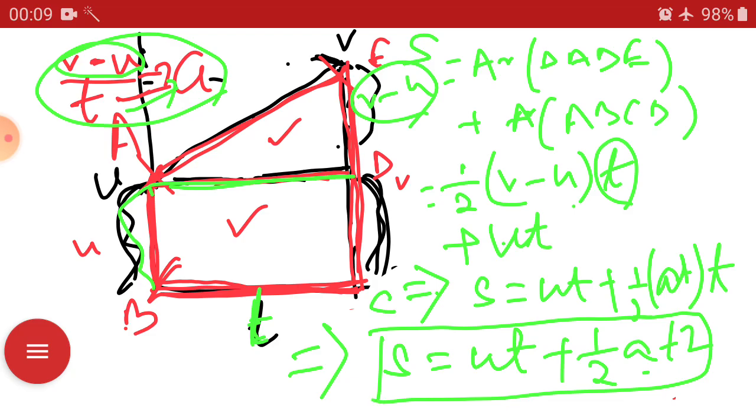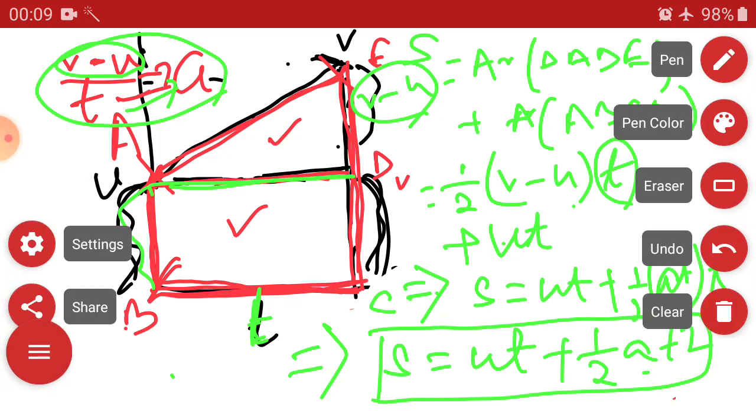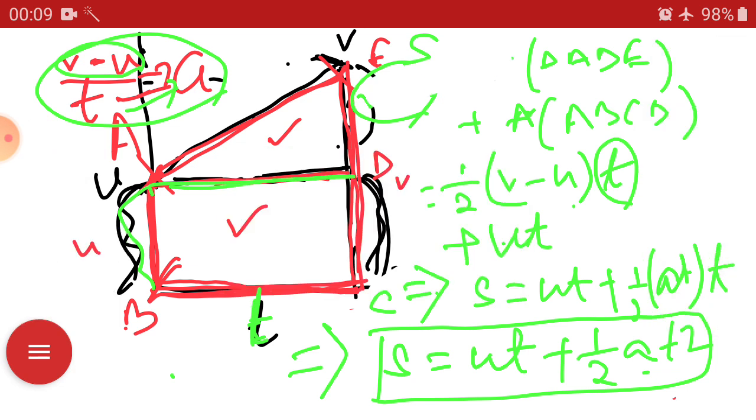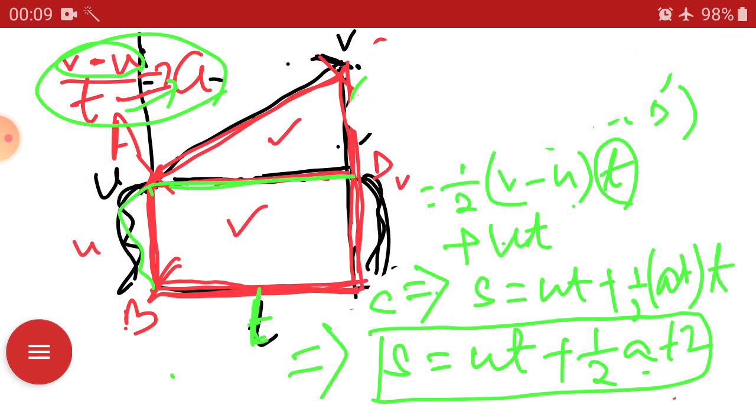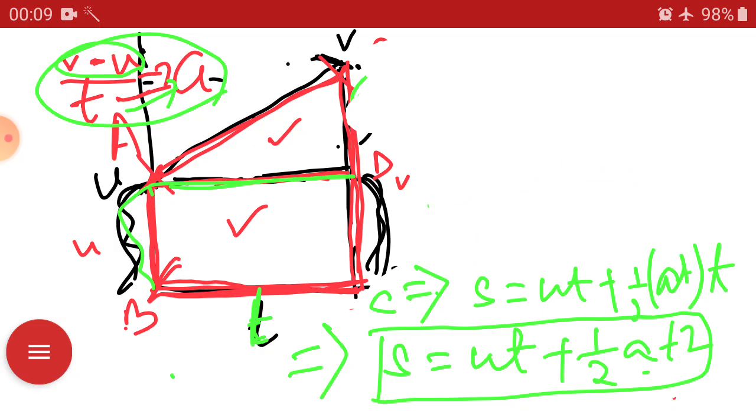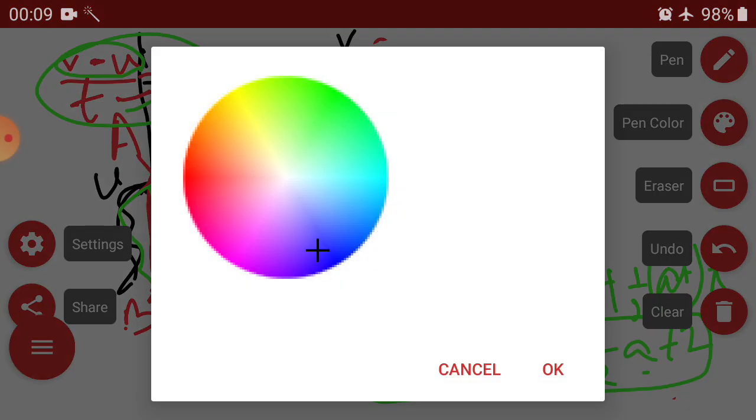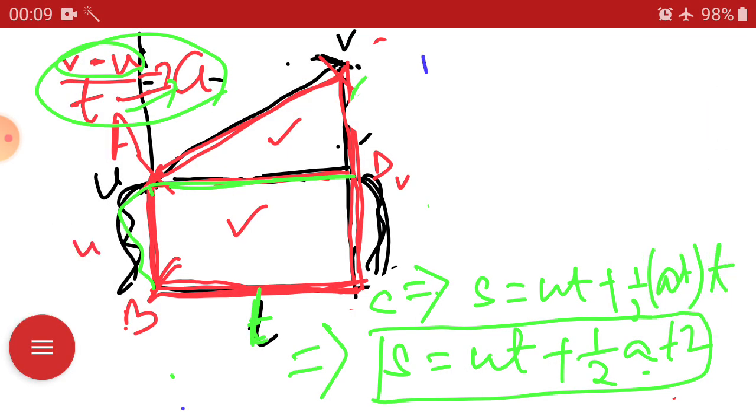Okay, so what is the summary of our discussion? The summary of our discussion is that we derived the three equations of motion. The first equation of motion we calculated from the basic definition of acceleration, that is v is equal to u plus at. So this equation we calculated from the basic definition of acceleration.